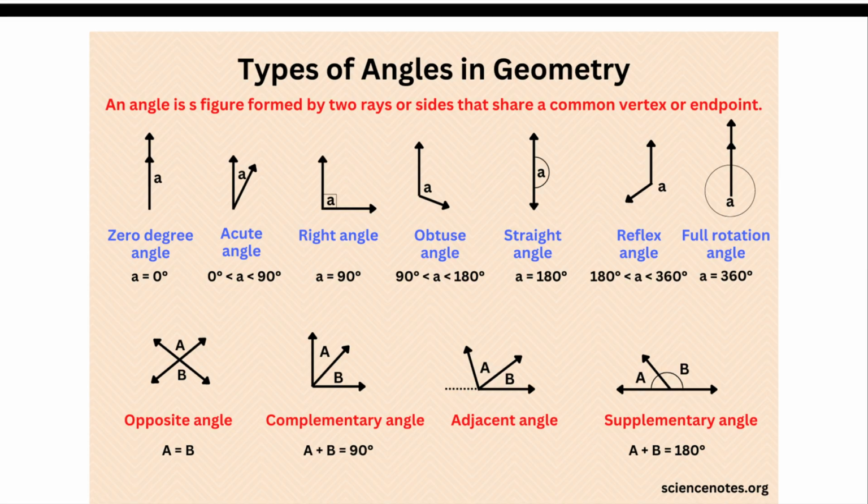We have opposite angles, A and B. We have complementary angles, which are two angles that add to 90 degrees exactly. We have adjacent angles, which are next to each other. And then we have supplementary angles, which are angles that add to 180. The main things to pay attention to in this bottom row are complementary, which is equal to 90 degrees, and supplementary, which are equal to 180 degrees.